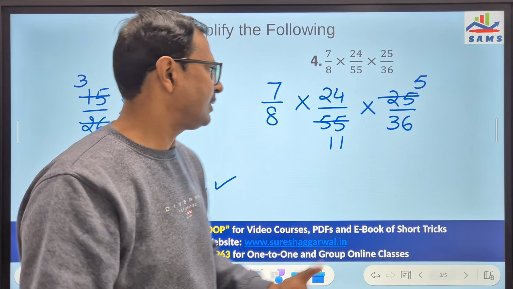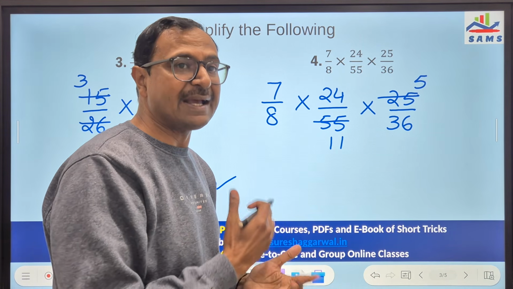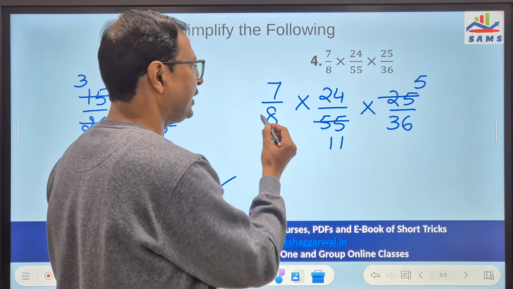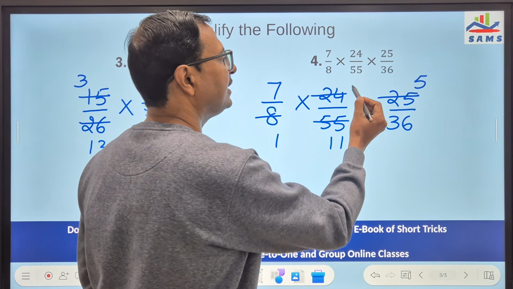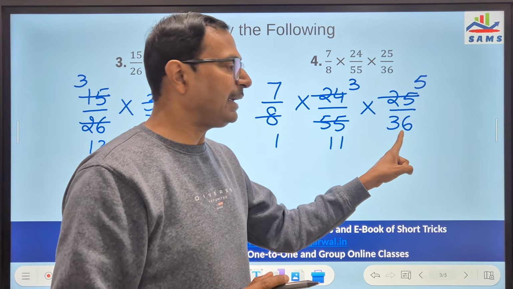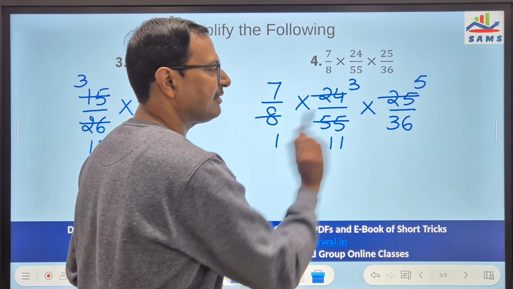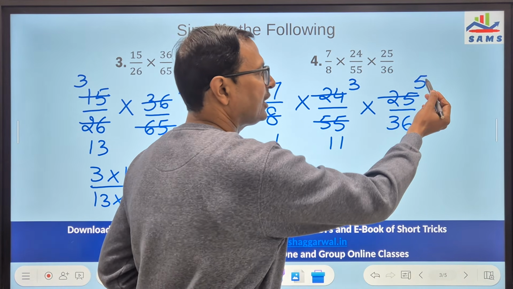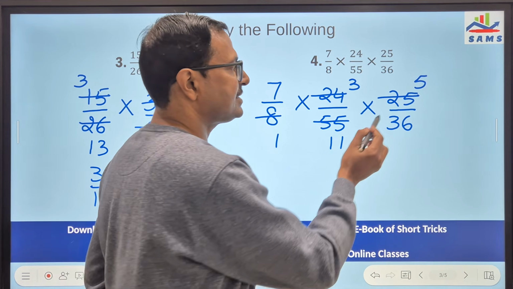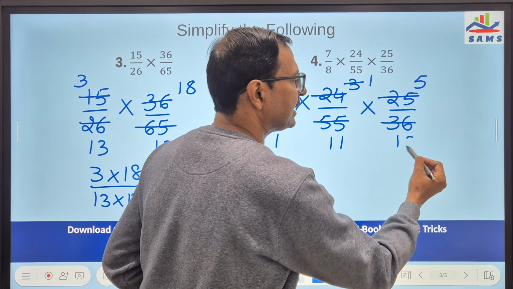Let's look for composite numbers. 8 and 24. I think you all know that 8 exactly divides 24. So 8 times 1 and 8 times 3. And the remaining thing is only this big number 36. 36 is not divisible by 7. 36 is not divisible by 5. But 36 is divisible by 3. So 3 times 1 and 3 times 12.